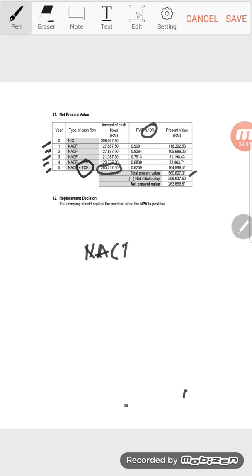NACF kan, you darabkan dengan PVIF setiap satu. PVIF tahun pertama, tahun kedua, tahun ketiga semua kan. Berapa tahun, rate dia 10% kan. Okay, pada tahun ke-5 you akan tambah dengan TCF dan akhirnya you akan tolak dengan NIO. Ni tolak NIO lah ni. Baru dapat net present value.